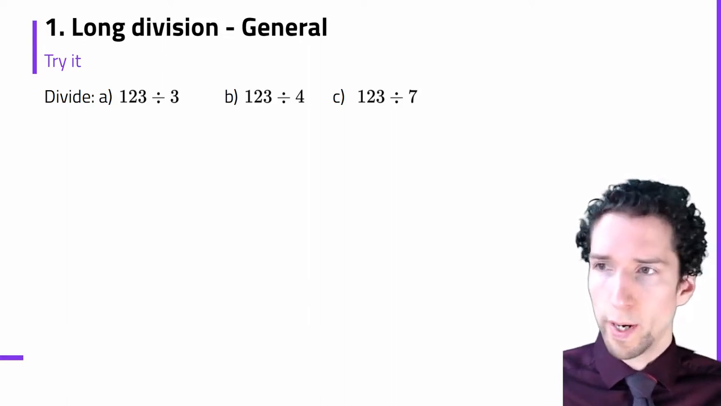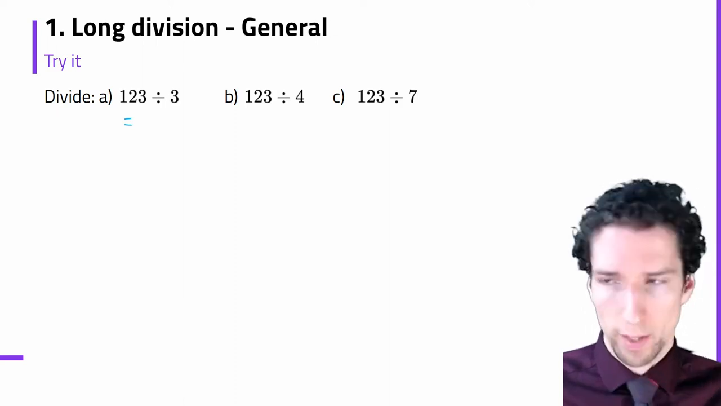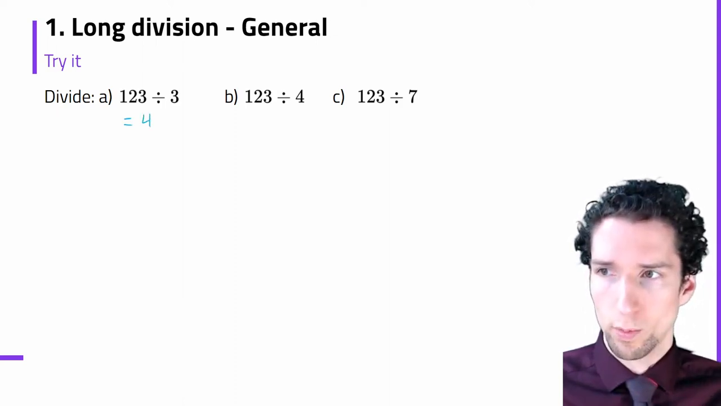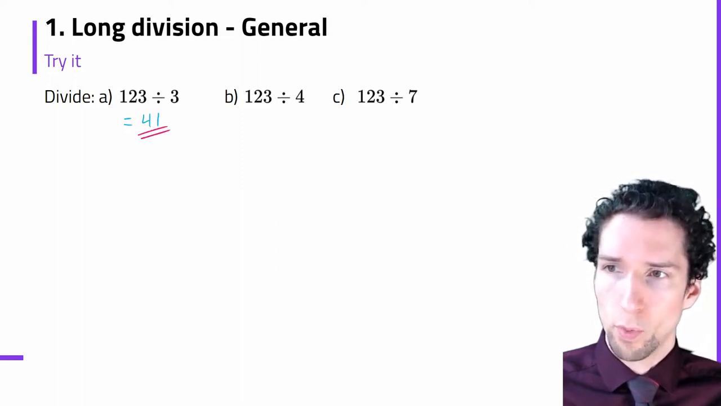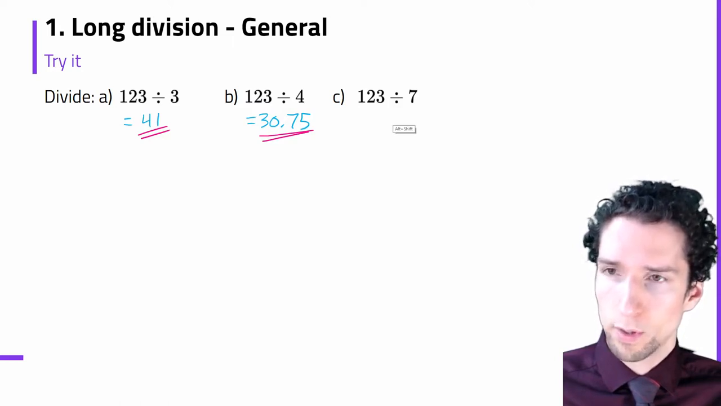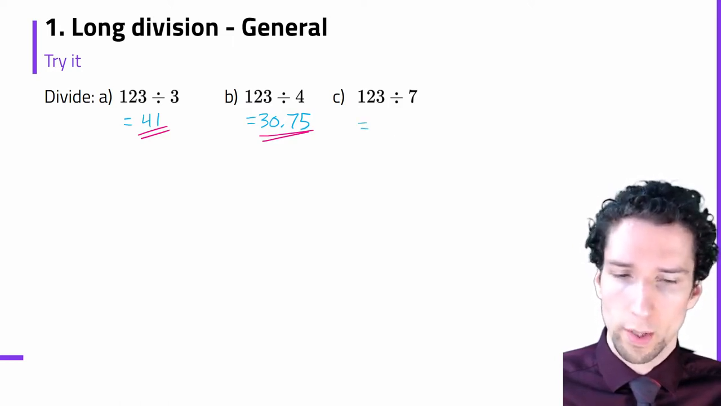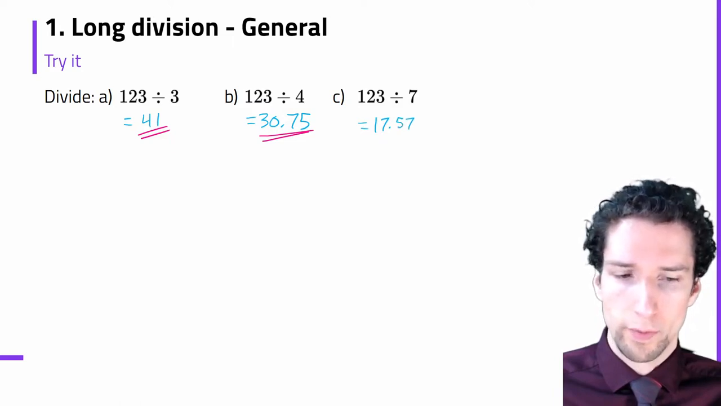Okay, so answers here. This one, 123 divided by 3 is just 41. 123 divided by 4, this is 30.75. And the last one here does have an infinite decimal. So it was 17 point, and then 5, 7.